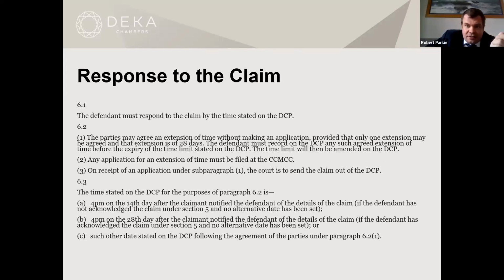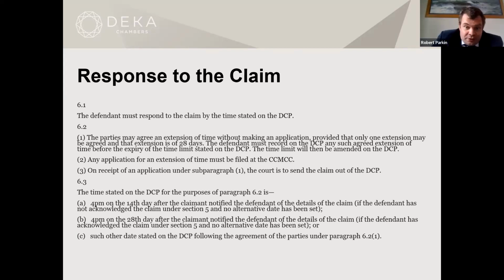The parties may agree an extension of time without making an application, provided that only one extension may be agreed, and that extension is of 28 days. That must be recorded on the DCP. So the parties can agree between them an extension of time for 28 days. Other than that, it needs an application for an extension of time.